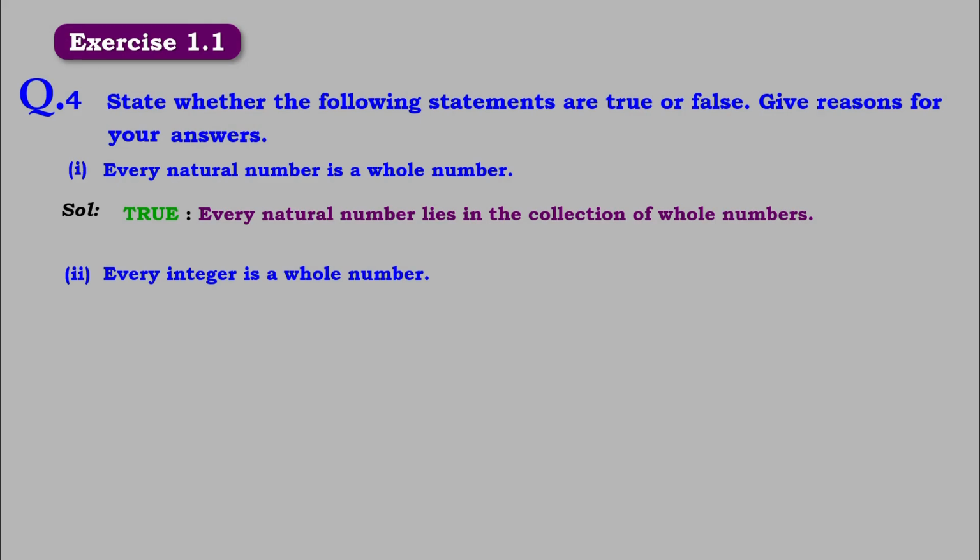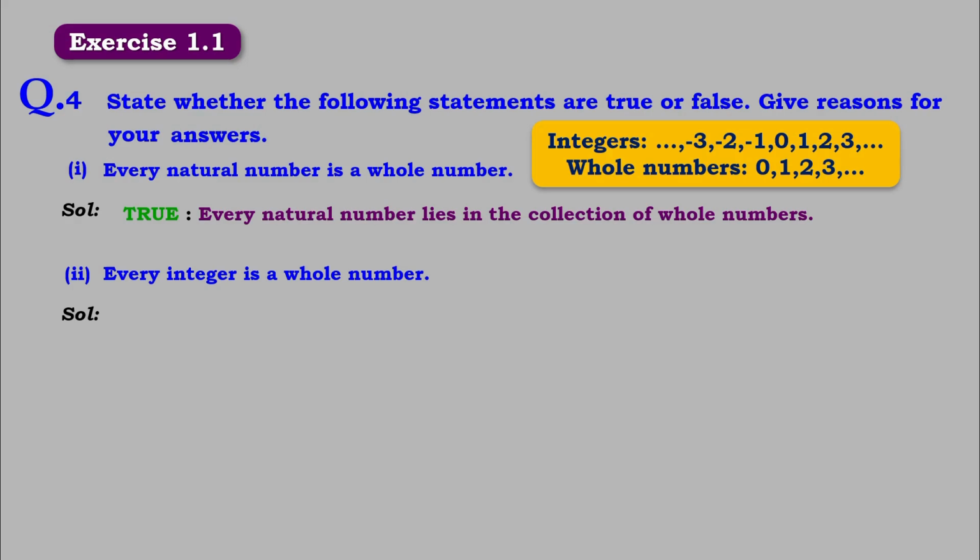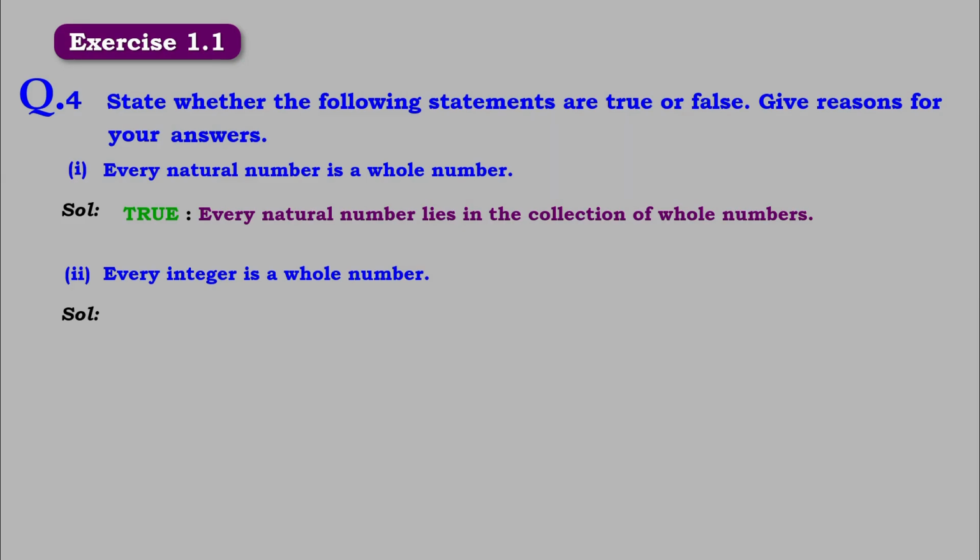Every integer is a whole number. We know that integers are the negative part, then 0, 1, 2, 3, 4, etc. And whole numbers are 0, 1, 2, 3, 4, etc. But here we can see that minus 3, minus 2, minus 1 are not whole numbers. So that's why it is false.